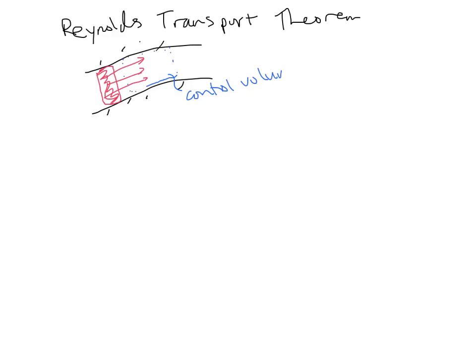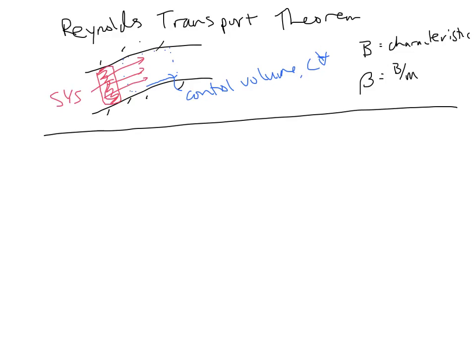And the control volume we'll denote by CV, and the system will be denoted by SYS. We then define B to be some fluid characteristic. It could be mass, it could be momentum, and then beta is that characteristic per mass of fluid, B over M. Now, the Reynolds transport theorem can be derived really just as a bookkeeping exercise where we keep track of what enters and exits the control volume.